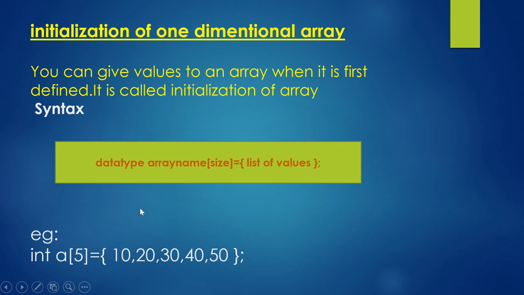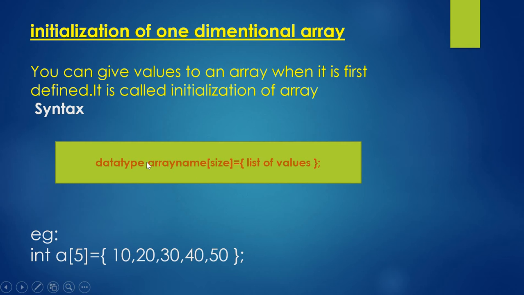Then next, initialization of a one-dimensional array. What's the initialization of a variable? Initialization of a variable means we can give the value for that variable at the time of declaration itself. That is called initialization of a variable. Same like that, initialization of a one-dimensional array means we can give the values to an array at the time of declaration. That is called initialization.